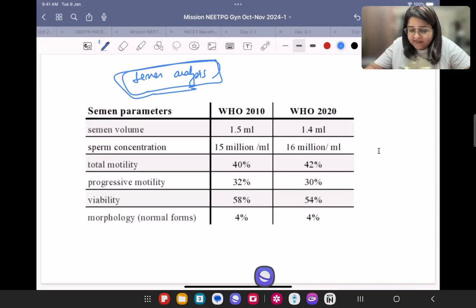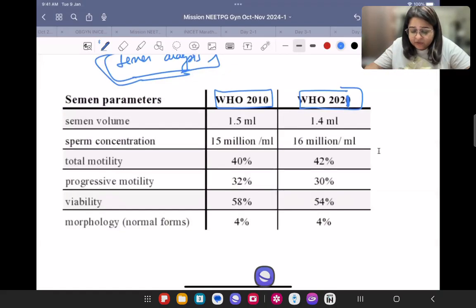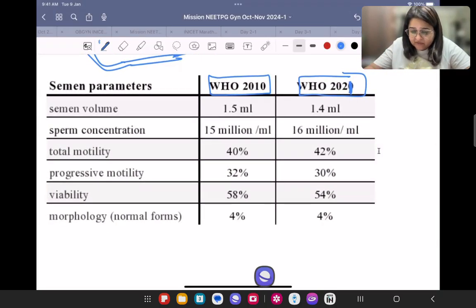Now, this has slightly changed. The WHO criteria we were following all along was 2010. This is 2021. It has changed. Okay, these changes 2021. Slight change हुआ है, बहुत ज़्यादा change नहीं हुआ, but you should know a few parameters. The ones that you should know are the sperm concentration, the motility, and the morphology. These are your most important three parameters.